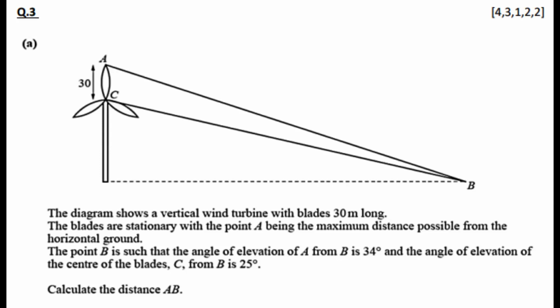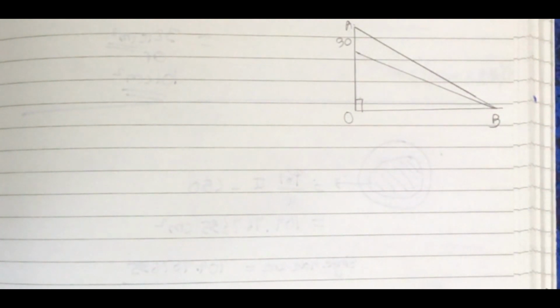Okay, so we have been given a question right here. The diagram shows a vertical wind turbine with blades 30 meters long. The blades are stationary with the point A being the maximum distance possible from the horizontal ground. The point B is such that the angle of elevation of A from B is 34° and the angle of elevation of the center of the blade C from B is 25°. Calculate the distance AB.